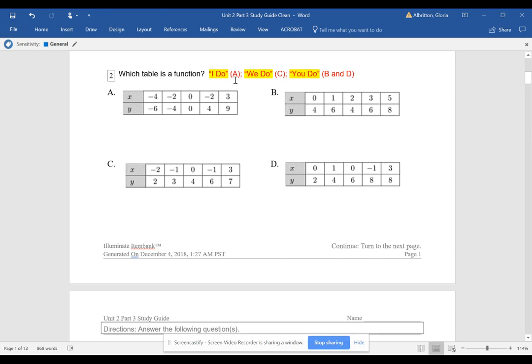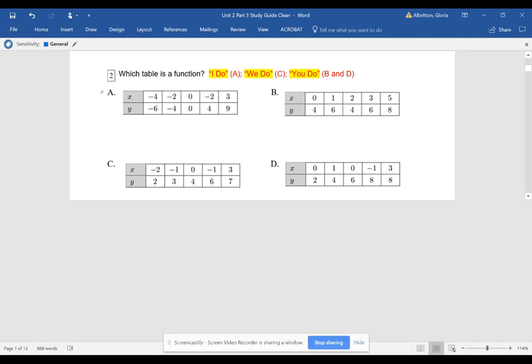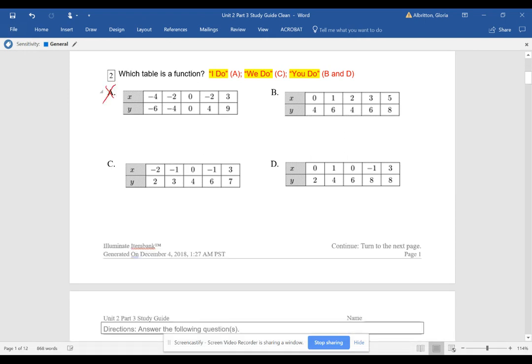I'll look at table A. When I look at table A, the X values are -4, -2, 0, -2, and 3. I immediately see that -2 is repeating. Since one of my X values is repeating, A is not a function. So I'm going to actually X that one out being a function. So this is not a function.